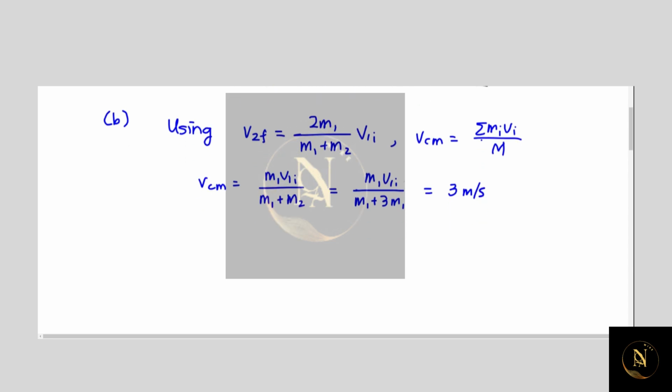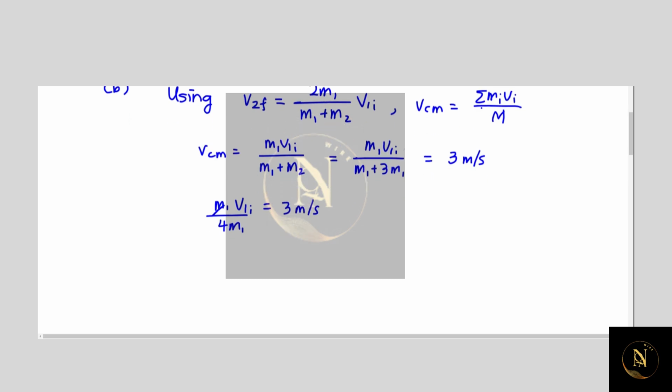VCM is 3, so v1i is equal to m1 divided by 4m1 equal to 3 meters per second. So m1 cancels, and v1i is equal to 12 meters per second.